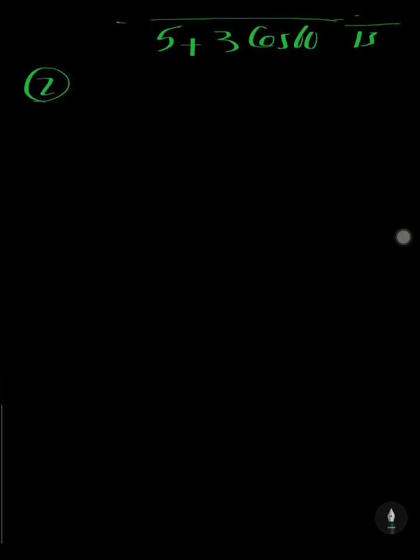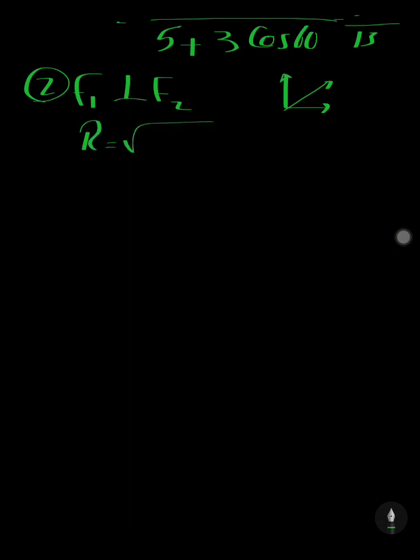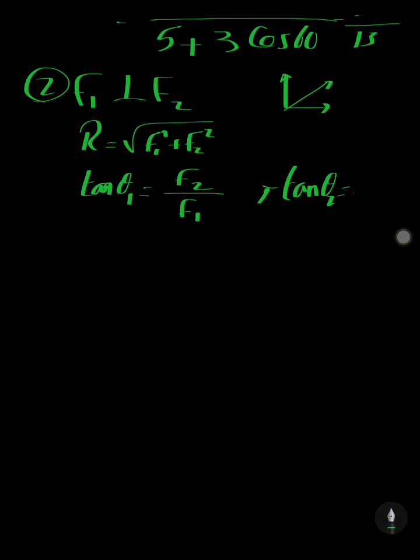We have two perpendicular forces. That means F1 is perpendicular to F2. Remember, if the two forces are perpendicular and we want to find the resultant, we use Pythagoras: F1 power 2 plus F2 power 2. And to find the direction of the resultant with the first force, tan theta 1, we just put F2 over F1 because alpha is 90. And tan theta 2, we make F1 over F2. These are all rules if the two forces are perpendicular.